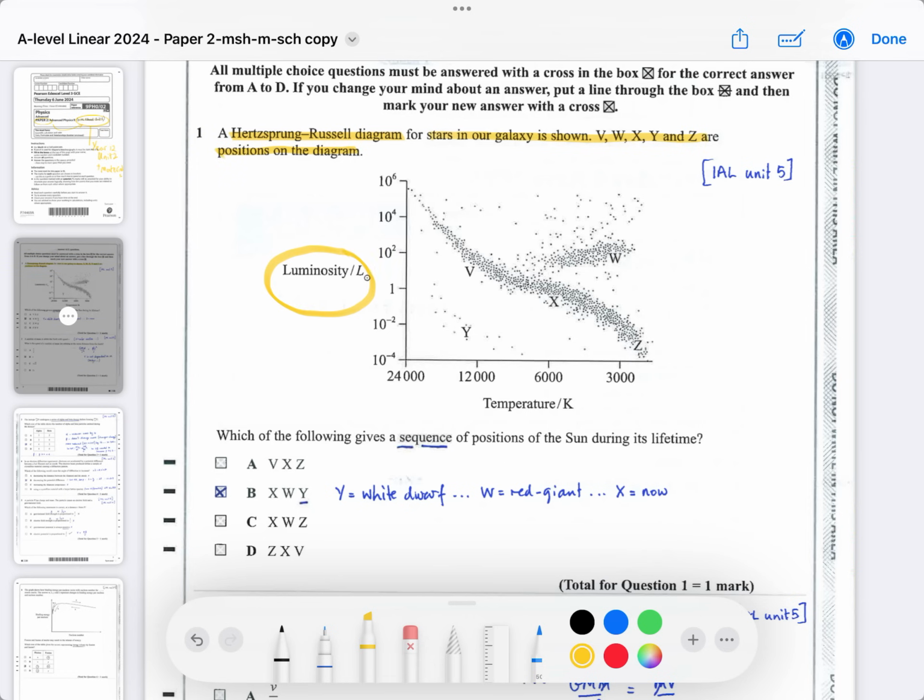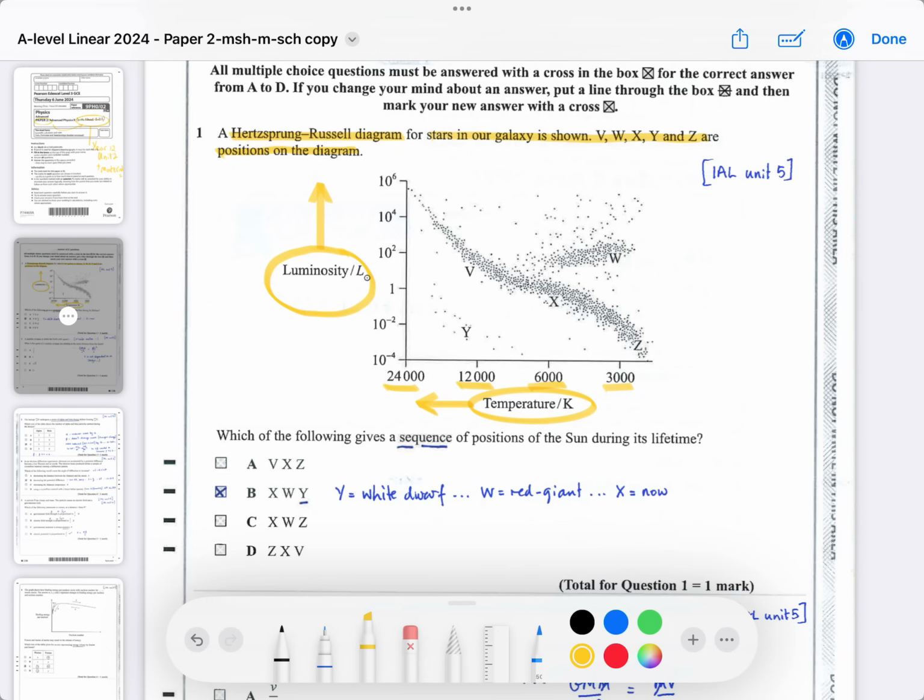It's got luminosity on the y-axis, so as you go upwards, it's more luminous, and temperature on the x-axis. You'll notice that both of the scales are non-linear. It's powers of 10 for the luminosity, and for temperature it goes 3,000, then 6,000, then 12,000, and 24,000 Kelvin, so it keeps doubling as you go to the left on this scale.